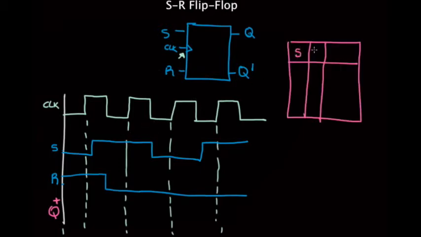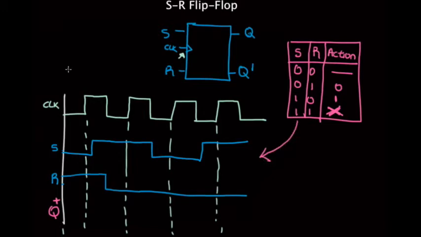We have S, R, and we have action: 0 0, 0 1, 1 0, 1 1. What happens at 0 0? Nothing. What happens at 0 1? When R is 1, it's the same thing as when it's switched off, so that's 0. When S is 1 and R is 0, it's the same thing as switched on, that's 1. And for 1 1, there's nothing we can do about it because it's not allowed. So it's this table that we're going to use to find our Q.